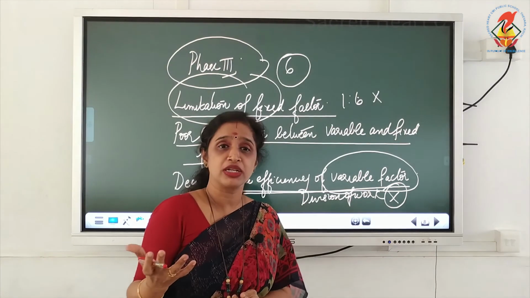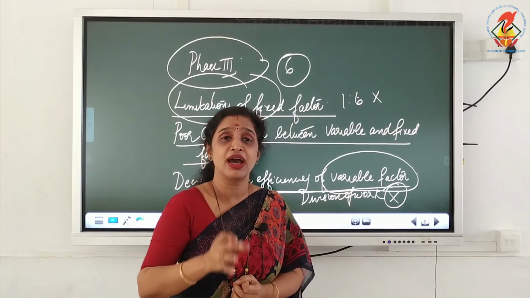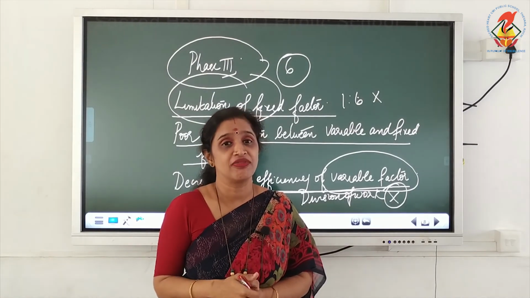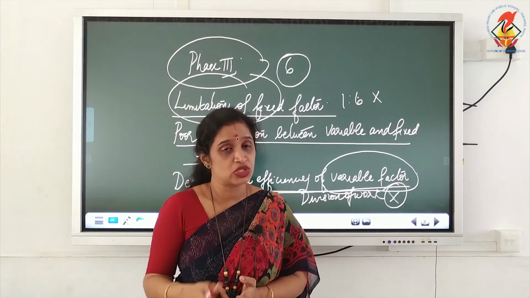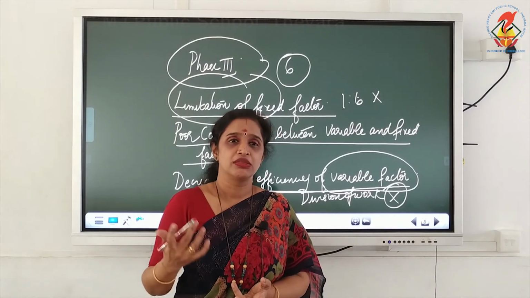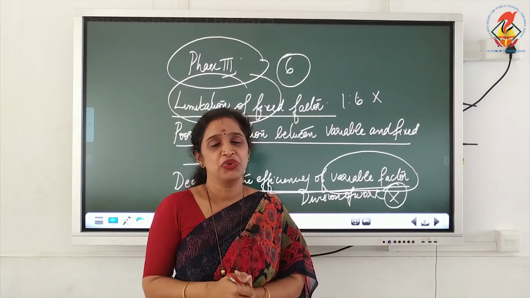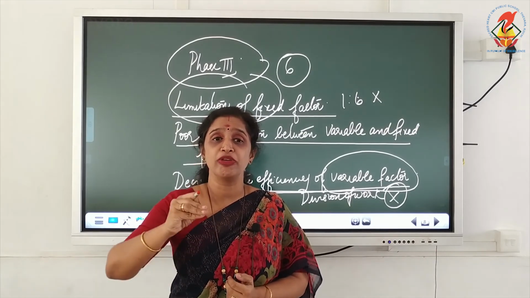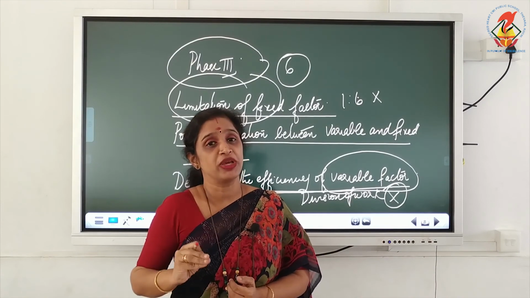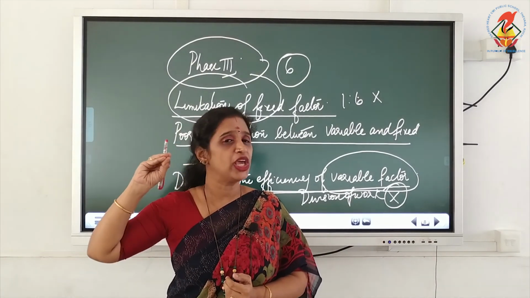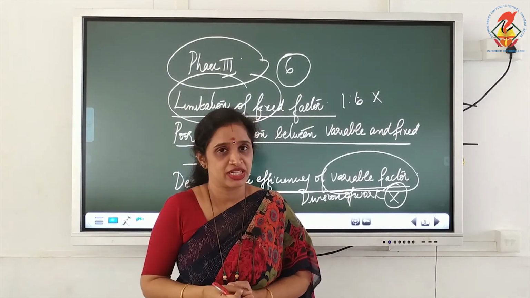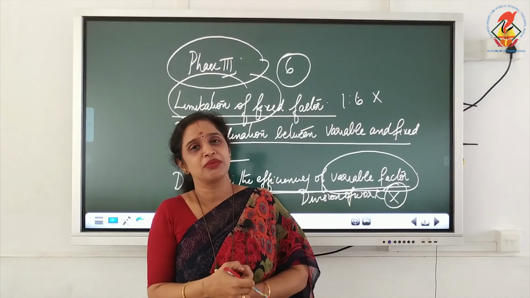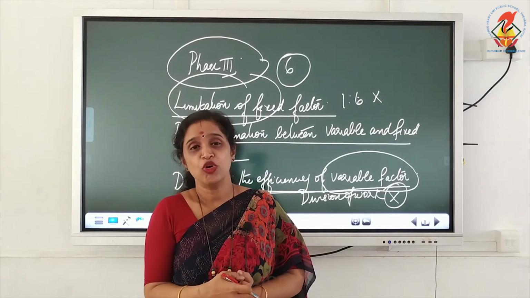Here the variable factor is not properly utilized. They are standing idle. They don't know what has to be done. There is no work defined to each and every person. There is no division of labor. So as there is no division of labor, the variable factors are not properly utilized. Therefore, in phase 3, we can experience total productivity falling and marginal productivity becoming negative. So there should be a combination of fixed factor and variable factor. Then only we can expect that kind of increase in total productivity as well as in the marginal productivity. I hope it is very clear to you.